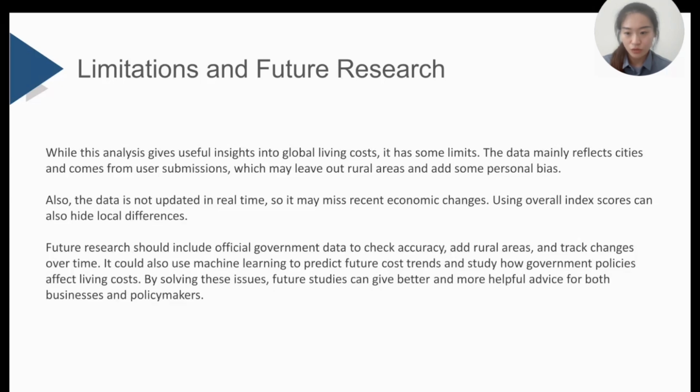Future research should use more accurate data, cover margins, and track tariff changes over time. AI tools can also help predict future trends and improve decision-making for both business and government.